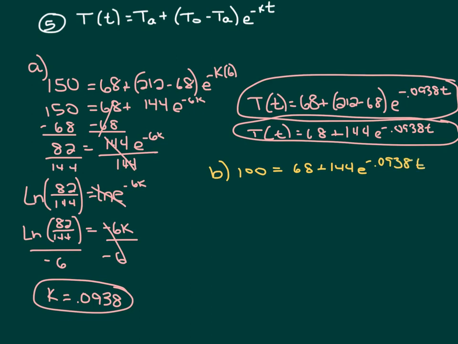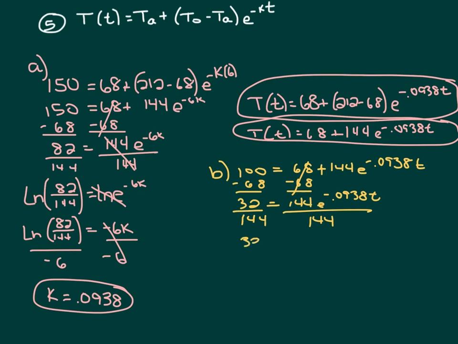Okay, we're going to solve this pretty much the same way we did this equation over here in part A. I'm going to first subtract 68 from both sides, leaving me with 32 equals 144 times e to the negative 0.0938 t power. And then I'm going to divide by 144 to get the e by itself. So again, even though this fraction simplifies, I'm just going to leave it. It doesn't matter if I simplify it or not.